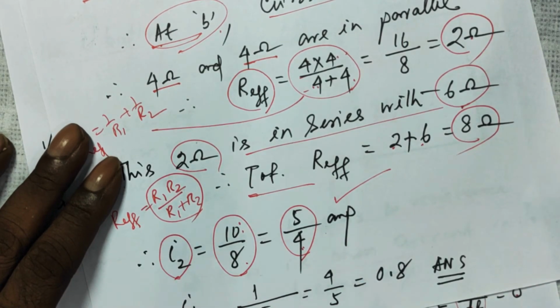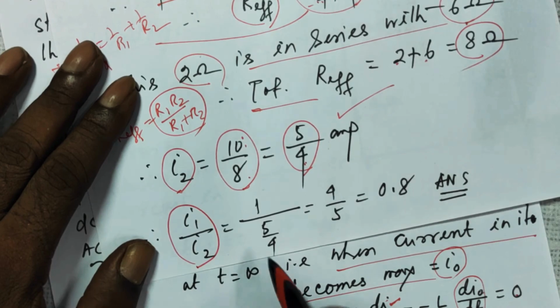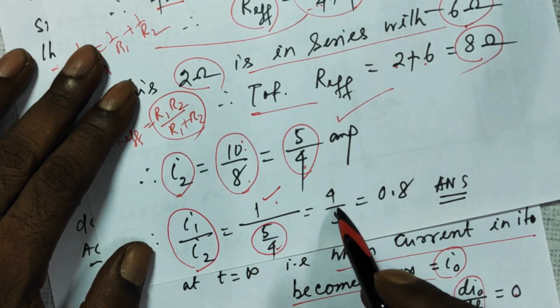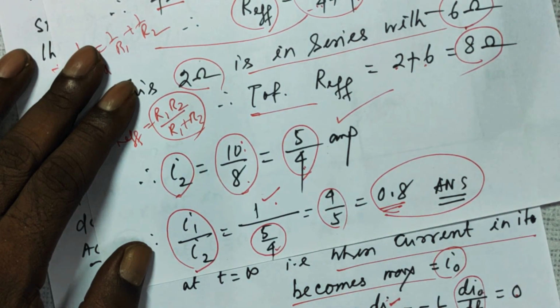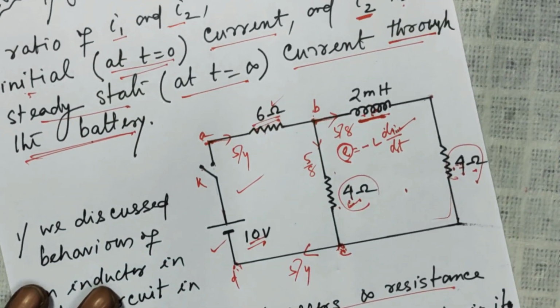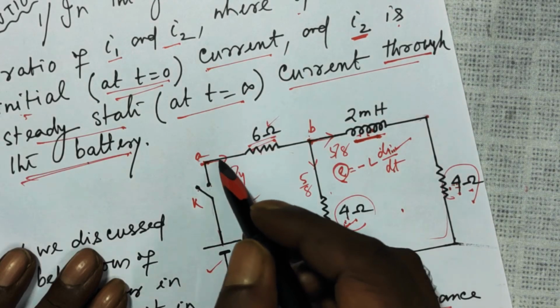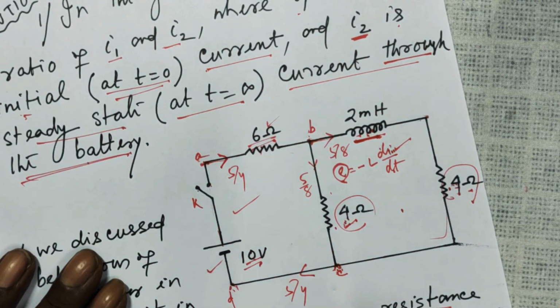It was asked in the question to find out the ratio I1 by I2. I1 we calculated as 1, I2 we just calculated as 5 by 4, 4 comes to the numerator, so 4 by 5, that is equal to 0.8 is the answer. 0.8 is the answer. So they might ask you differently. At t is equal to 0, when the current through this was 1 ampere, they might extend the question.